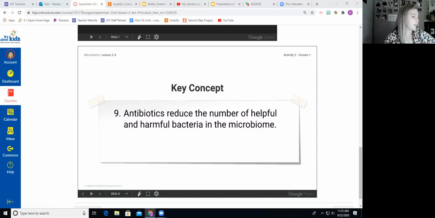Okay, once you're done with that, you can go into Amplify and start looking at the charts that we're going to look at as a class. So once you get these key concepts done, you can go back into Amplify and start looking at that chart. We're going to talk about it for a little bit.